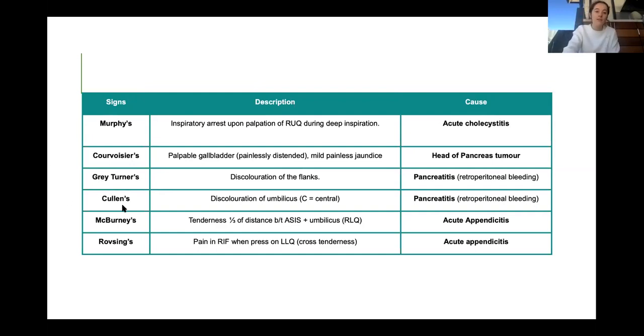And then your Grey Turner's and Cullen's are bruising from pancreatitis. They're kind of rare though. And I remember that Cullen's is central, C for central, so it's around the umbilicus, whereas the Grey Turner's is on the sides.